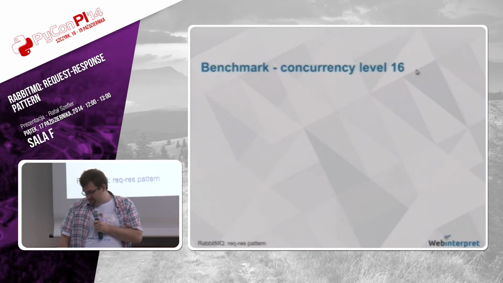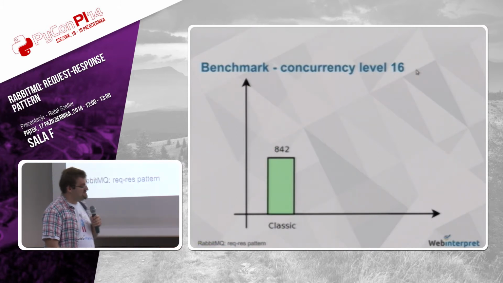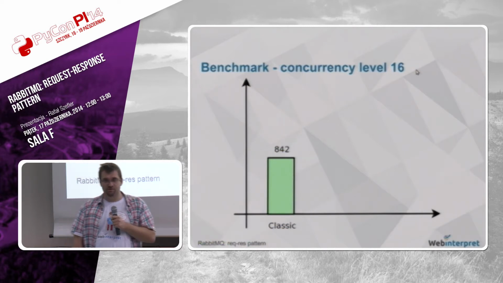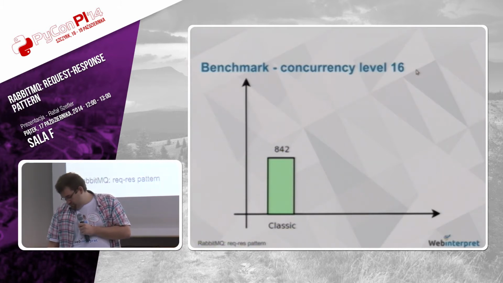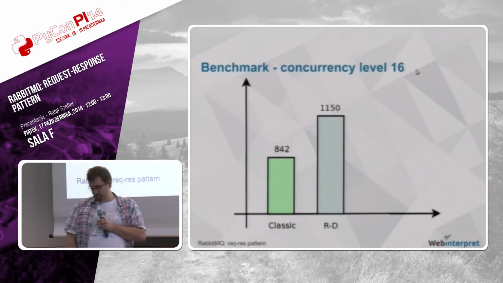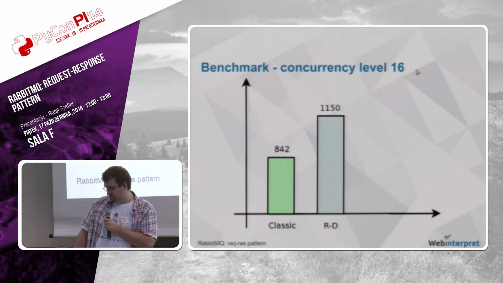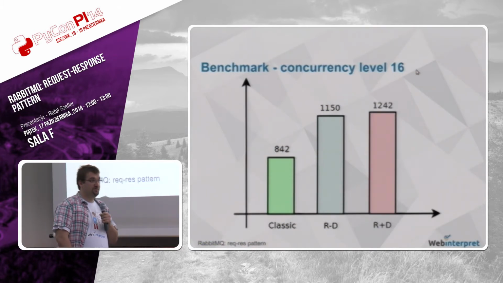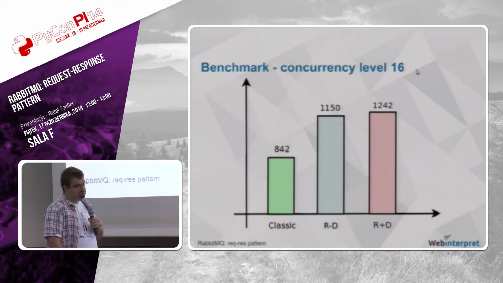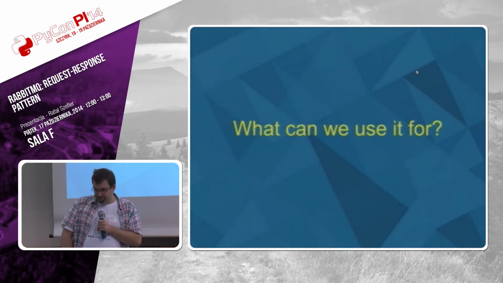Let's have a look at concurrency level 16. Classical web server, 842 milliseconds on average. So it is 4 times more than in the previous benchmark. This is again as expected. RabbitMQ without durability, 1150, over a second. Again, this is 4 times more than in the previous benchmark. It is good, still as expected. And RabbitMQ with durability, again 4 times more. We've increased concurrency 4 times, times increased 4 times. It's not bad, it scales well.